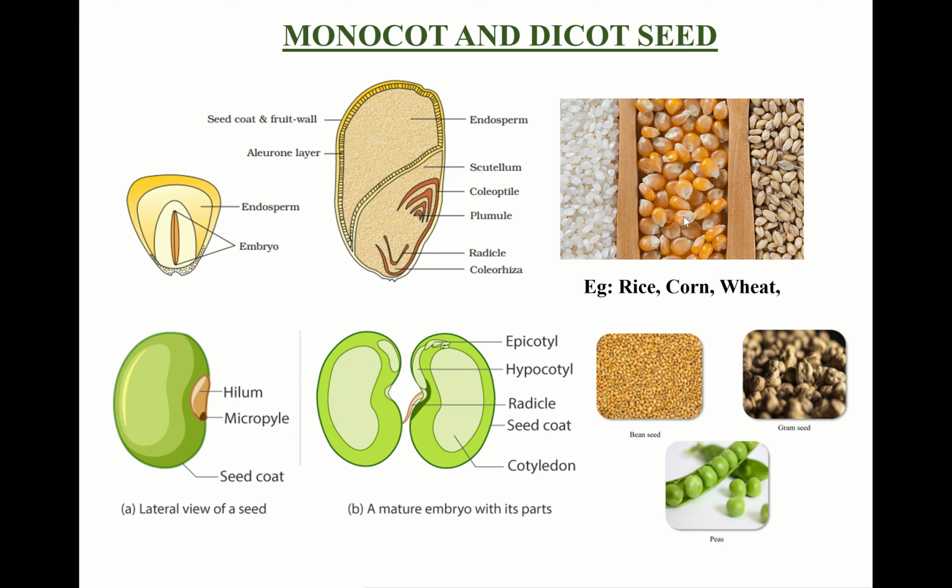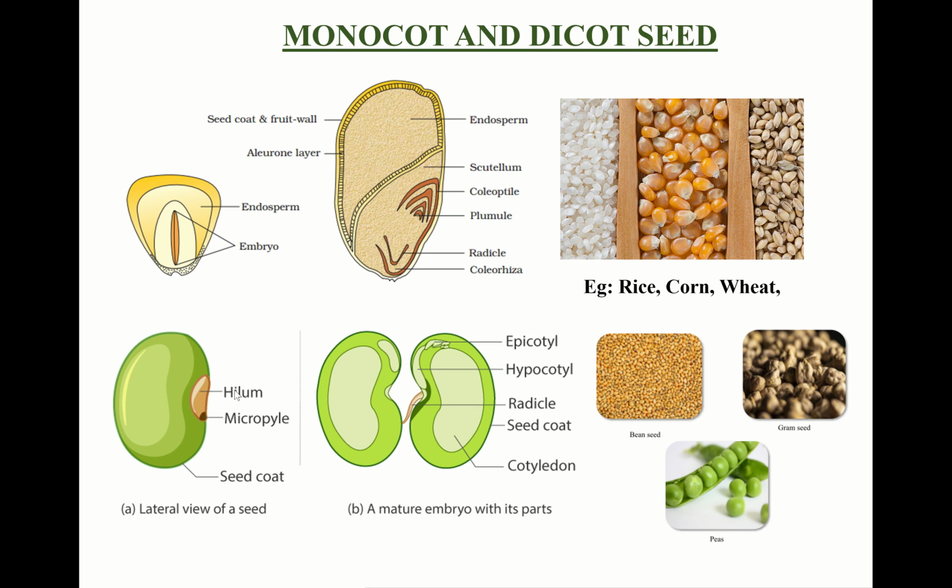Okay, let's study the structure of the dicot seed. So this is how it looks. This is a dicot seed. It has hilum, micropyle, and the seed coat. The seed coat is the outermost protective covering layer which is present in both monocot as well as dicot seeds, and it is called testa. Testa and tegmen together form the seed coat.